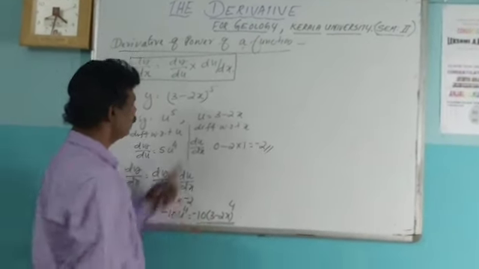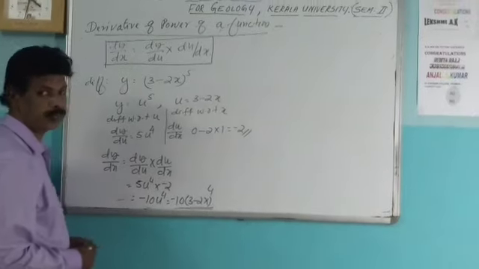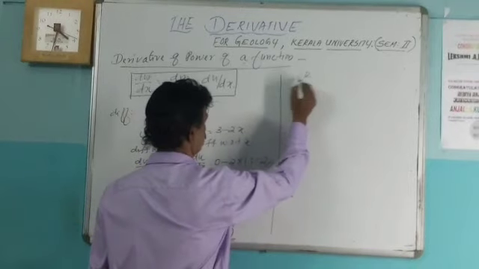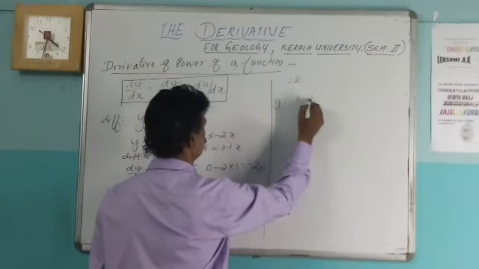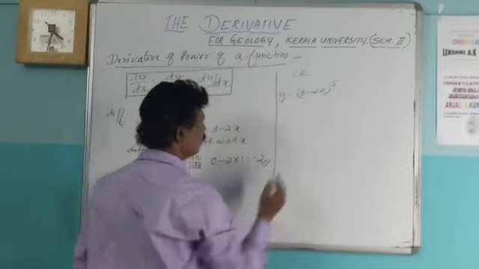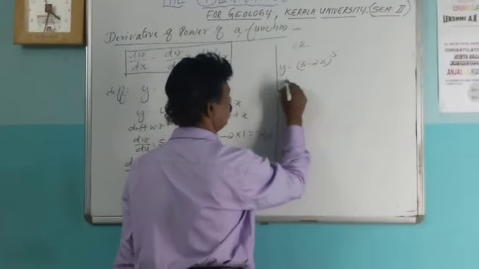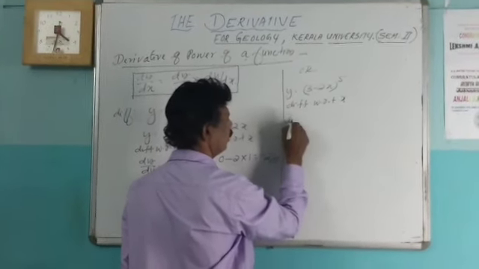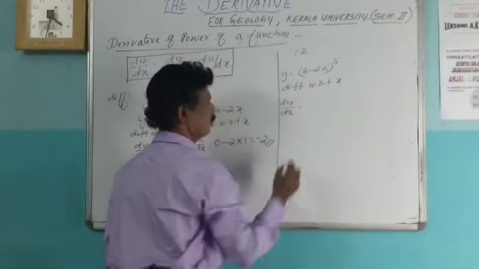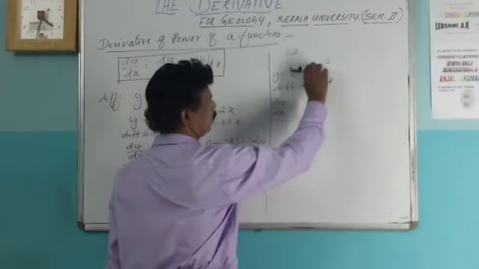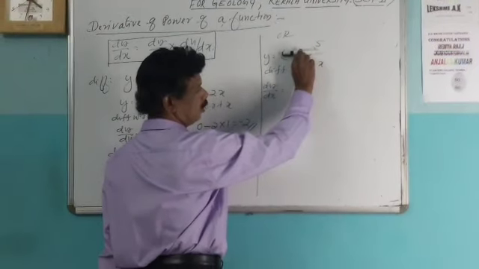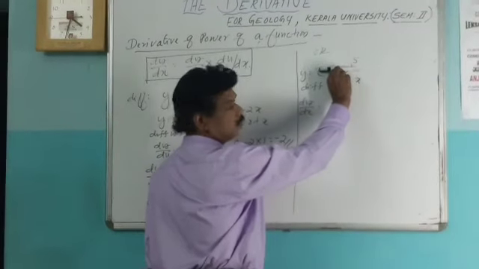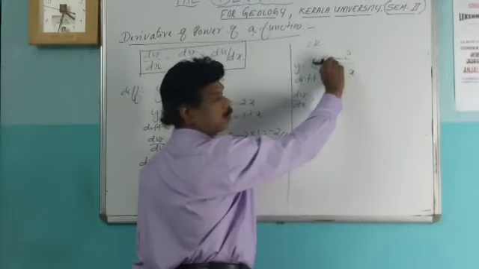See, this method is very tedious when you are given larger problems. So you have to adopt another method, which I am going to explain here. Or y equal to (3 minus 2x) the whole raised to 5. Differentiate this function with respect to x. Then dy by dx is equal to: you have to consider this function 3 minus 2x as x. Then x raised to 5, the derivative of x raised to 5 is 5x raised to 4.